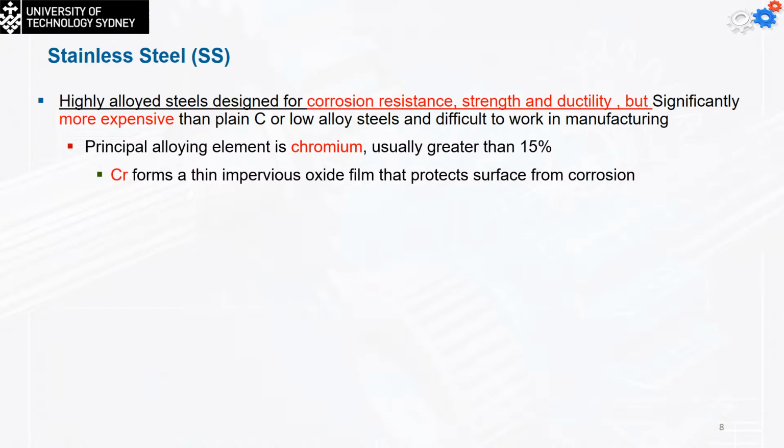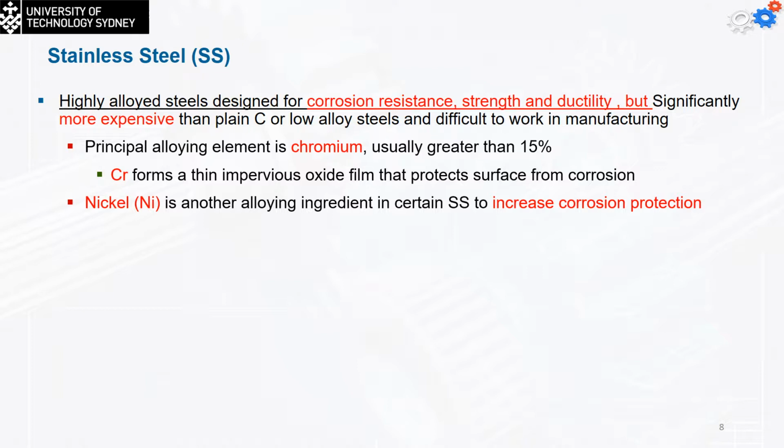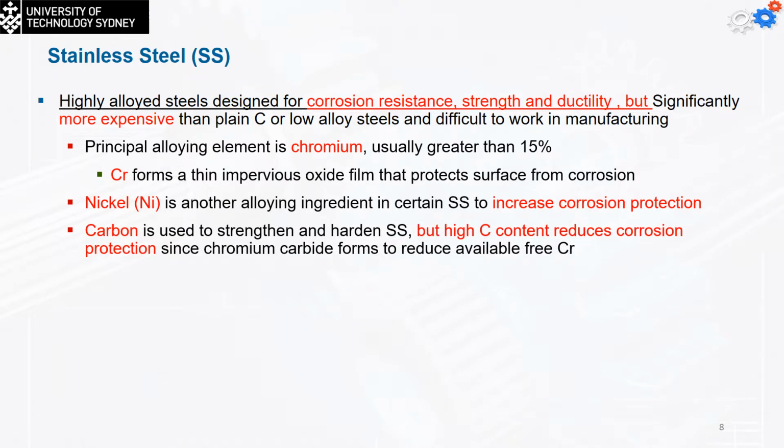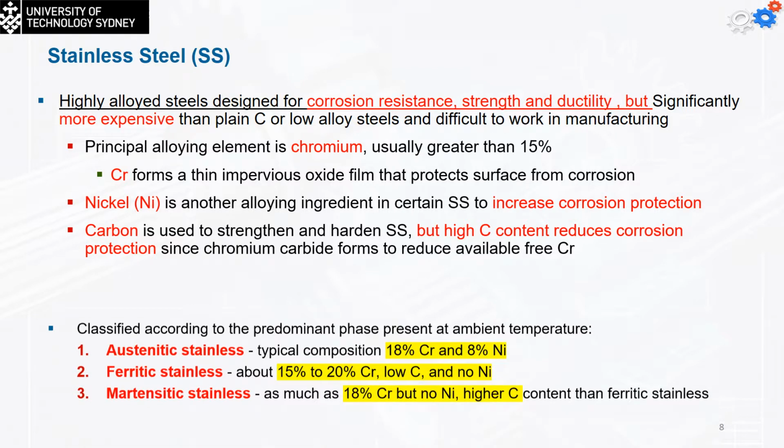The principal alloying element in this case is chromium, and it is usually greater than 15% in the alloy. The chromium forms a thin impervious oxide film that protects the surface from corrosion. Nickel is another alloying ingredient in certain stainless steels to increase the corrosion protection. Carbon is usually used to increase the hardness in the stainless steel, but high carbon content reduces the corrosion protection, since chromium carbides form, reducing the available free chromium in the alloy.